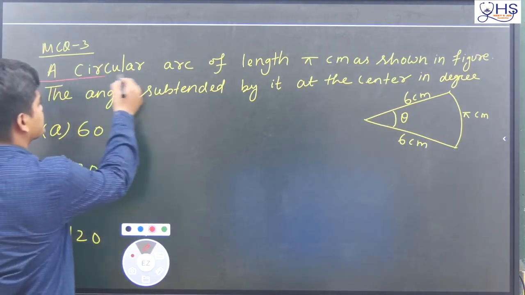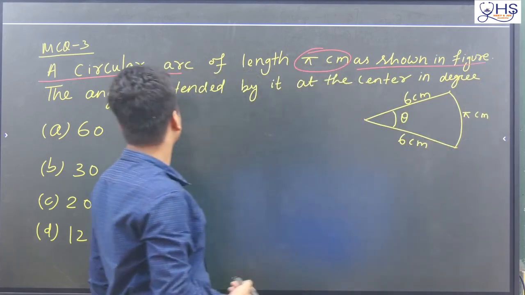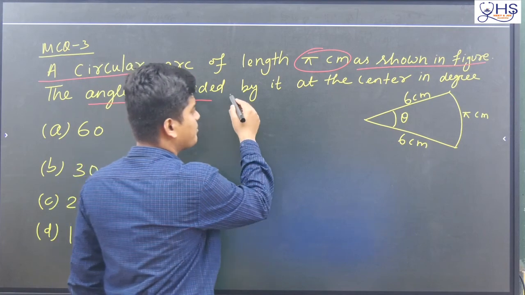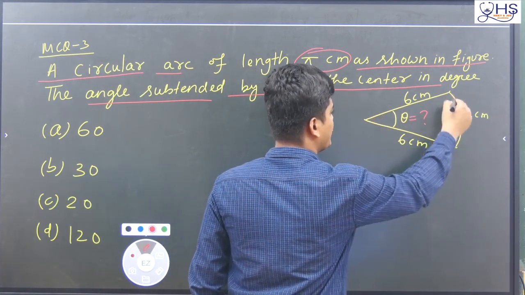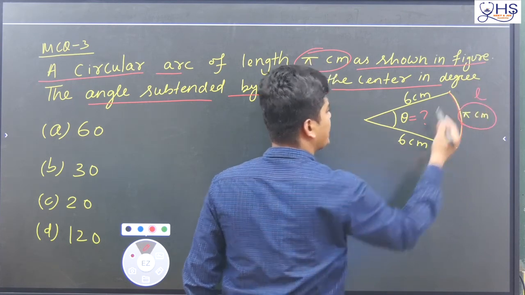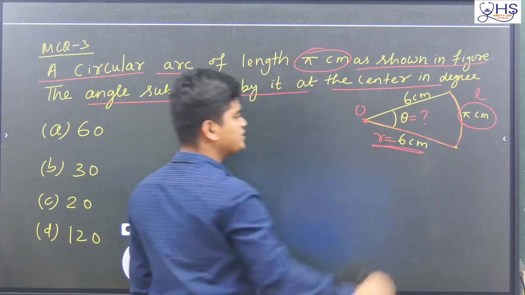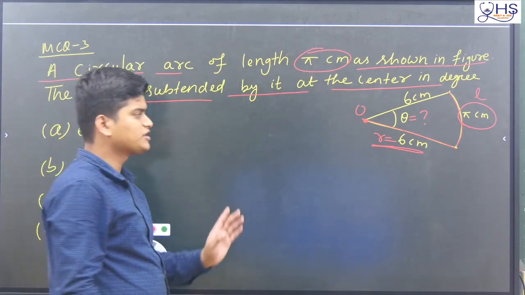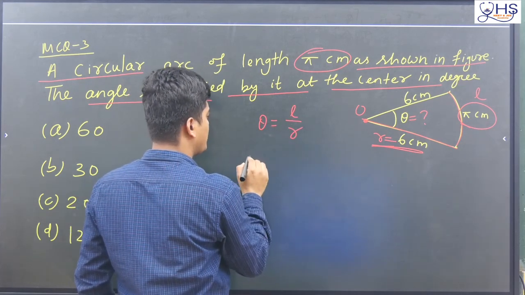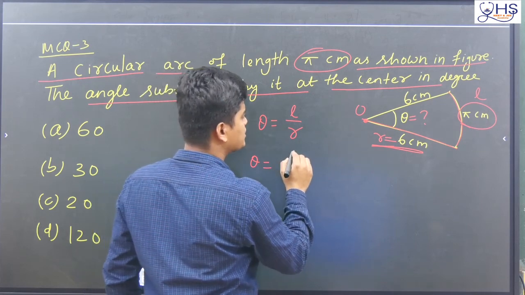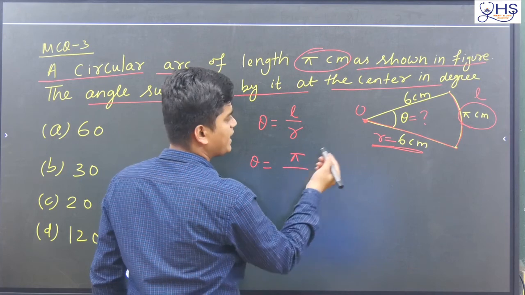Here this question is telling a circular arc of length pi centimeter as shown in the figure. Now the angle subtended by it at the center in degree, so this angle you need to calculate, and this arc is given as pi, that means this length is given, and this r is the radius, this is the center O. So radius is given 6 centimeter. In plane angle we just discussed, this theta or d theta is nothing but L by r, and this L is given as pi and r is given as 6.